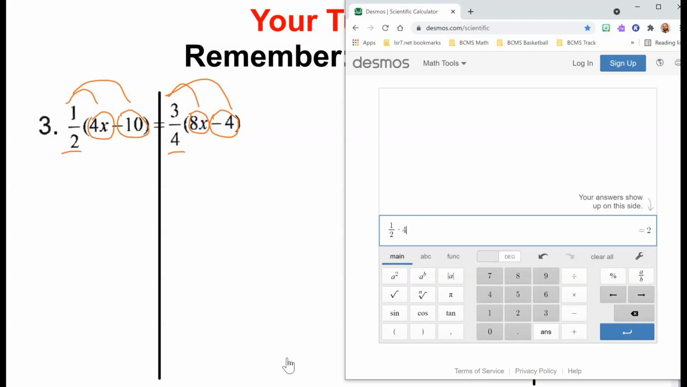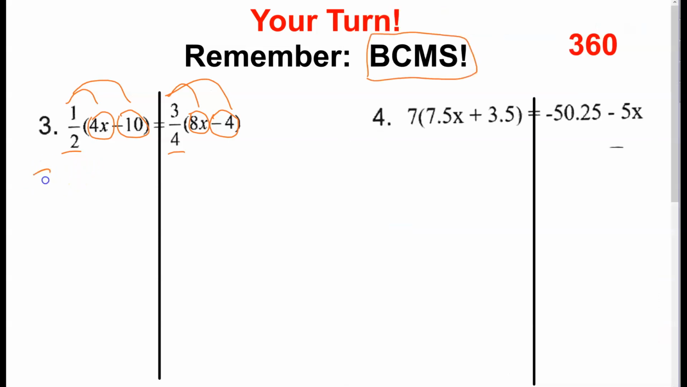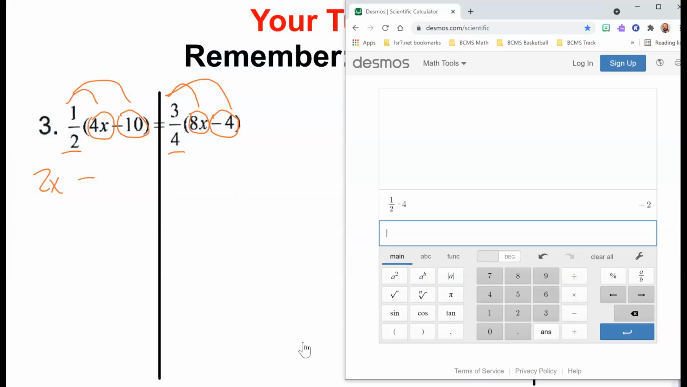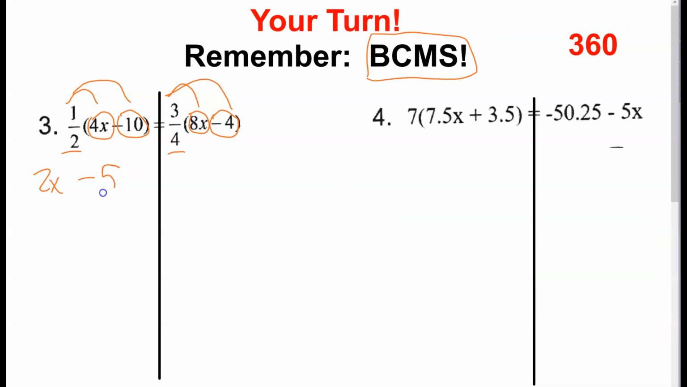So 1/2 times 4, that's going to give me 2. So I'm going to come over here and say, that's 2x. And then a 1/2 times a -10, if I don't know what that means, I'm going to do my fraction, 1/2, and then times a -10 this time. That's going to give me a -5 when I come over here and write this. So there's my first part that I've simplified after I do distributive property.